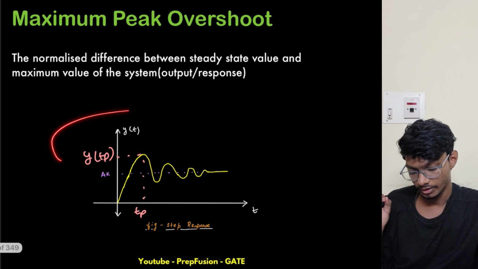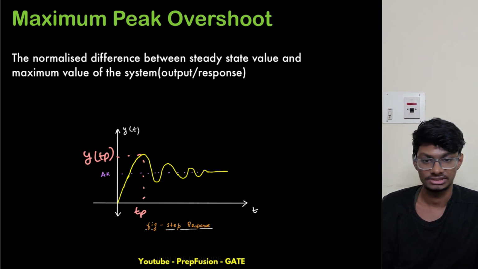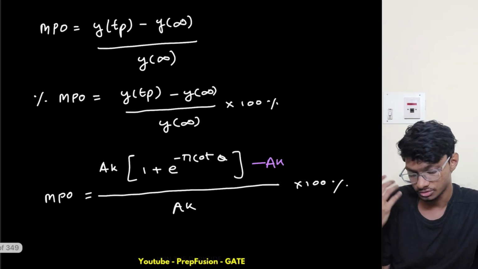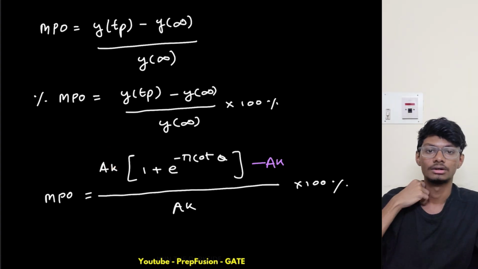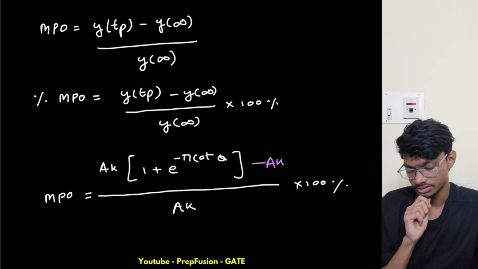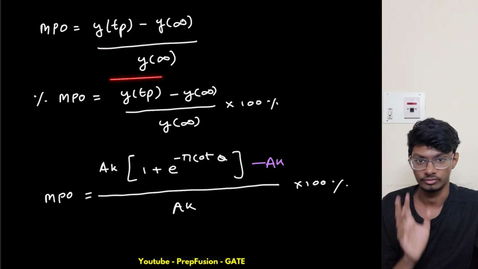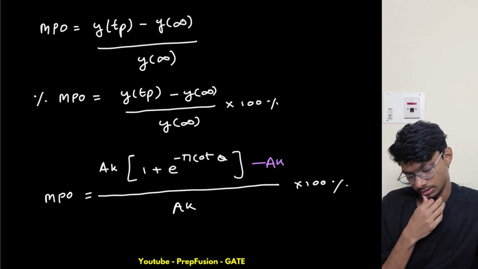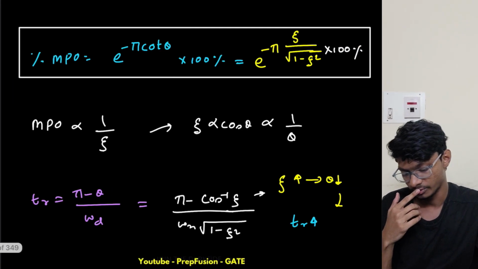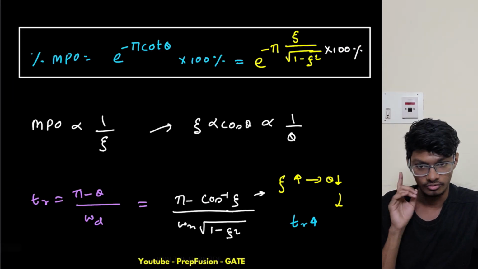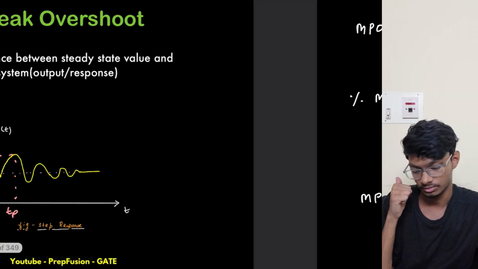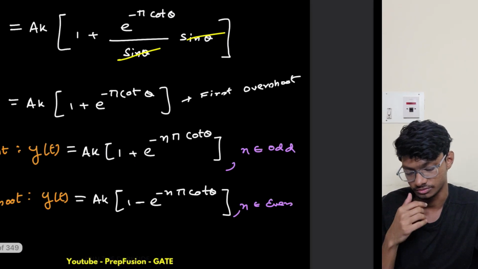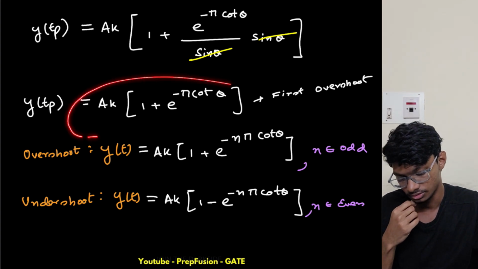Now we have to find the maximum peak overshoot. Maximum peak overshoot is basically the normalized difference of the peak value and the steady state value, so it is y tp minus y infinity divided by y infinity. So this is gone, and I get my MPO as this one. This formula you have to remember, there is no alternative. And that maximum overshoot you also remember, that is also important.